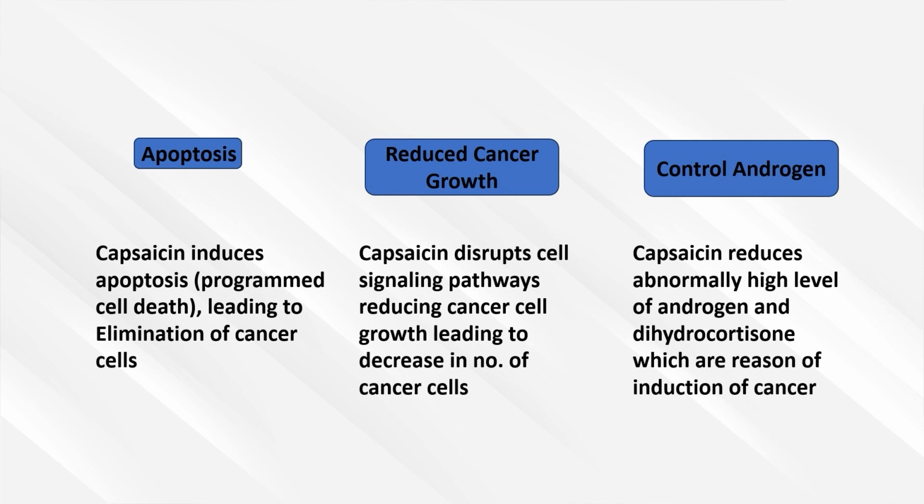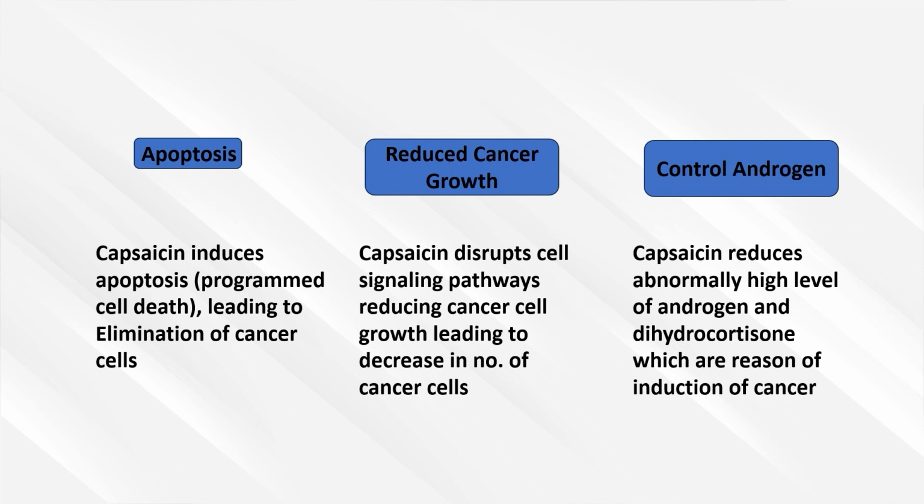anti-angiogenic properties. Angiogenesis is the process by which tumors develop a network of blood vessels to support their growth. Capsaicin has demonstrated an anti-angiogenic effect by inhibiting the promotion of new blood vessels in prostate tumors, thereby depriving them of nutrients and oxygen. Androgens, such as testosterone, play a crucial role in the development and progression of prostate cancer.